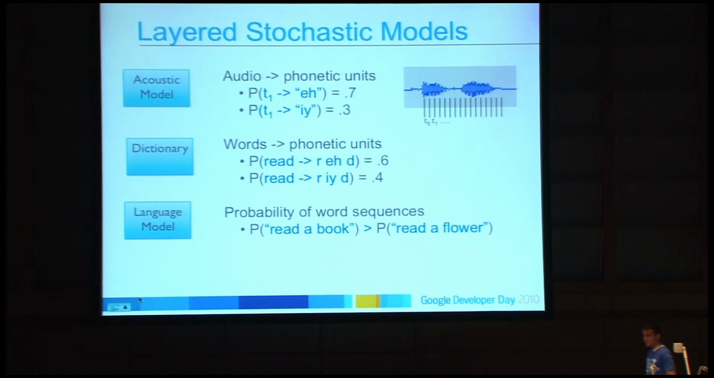Similarly, the dictionary maps words into these smaller phonetic units. So for example, it might map the word read into two different pronunciations, read and read, because in English, if you read that word on the page, you might pronounce it either of those different ways. Depending on which one is more common, we might assign a higher probability to one than the other.